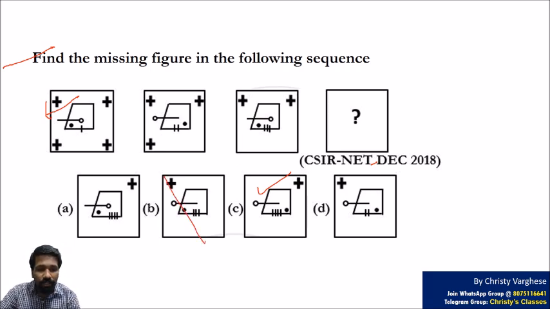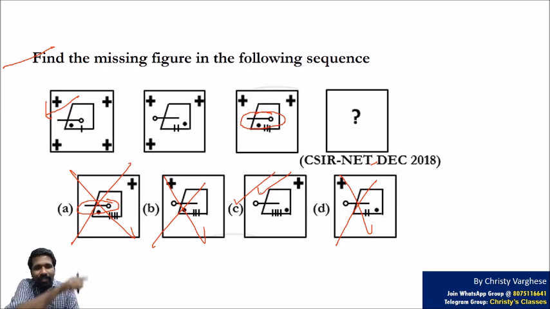Lines itself eliminates this option, because four lines should be there. Now the changing things: this arrow is wrong in the first option because it is right side facing. In option A, it should be left side facing. That is wrong. That is why option A is wrong. That itself says that option C is the answer.